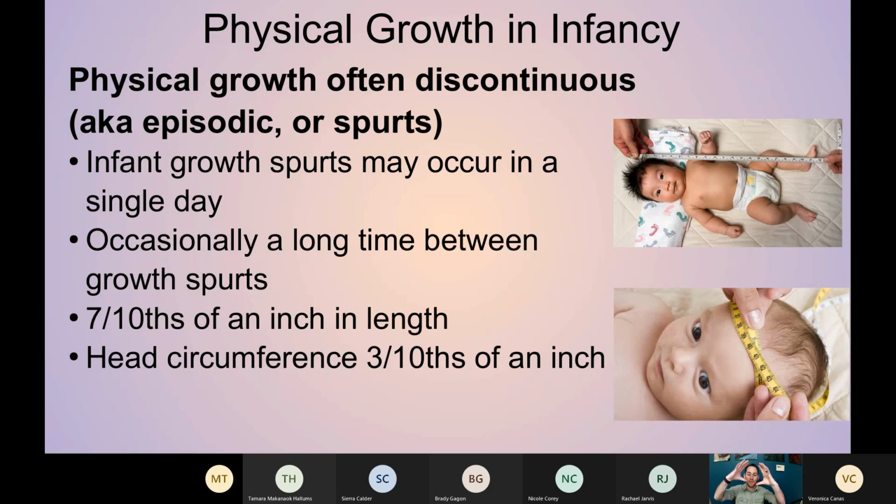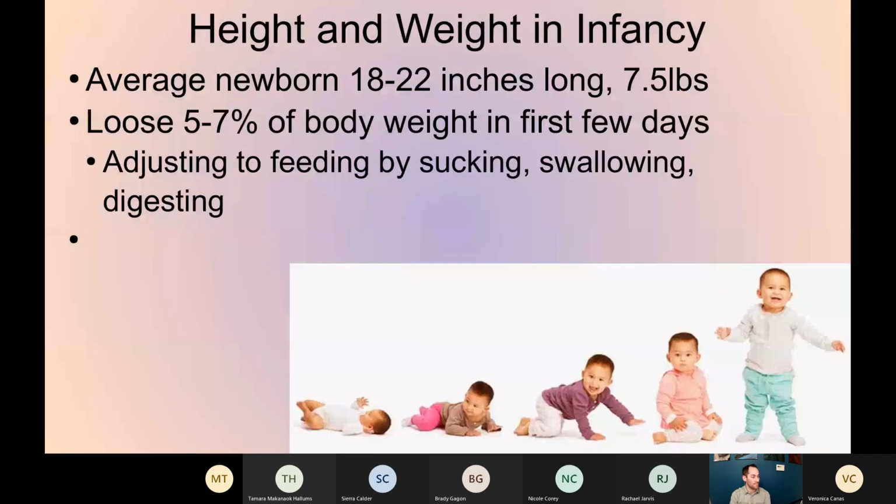And then head circumference, so like how round your head is, growing 3/10 of an inch in that same period of time, are the biggest sizes that we've seen in a single day. So usually they won't be that big. That's like the far end of the spectrum, but that's really amazing. I cannot imagine in, say, adolescence when I would have growing pains or something, if the next day I woke up and I was 7/10 of an inch taller. That's just very dramatic. So with that, the average newborn is 18 to 22 inches long, about 7.5 pounds.